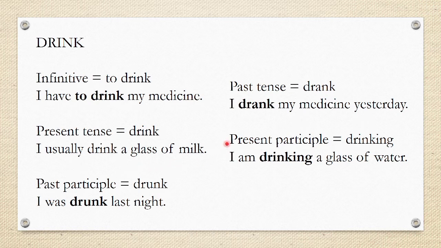Next we have the present participle of the word drink, which is drinking. So the present participle is what is currently happening at that time. So use it in a sentence. I am drinking a glass of water. And then lastly, we have the past participle of drink, which is drunk. So use it in a sentence. I was drunk last night.